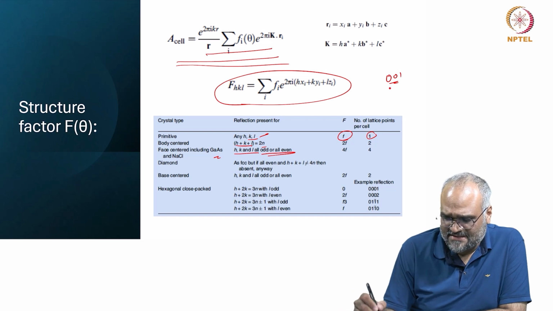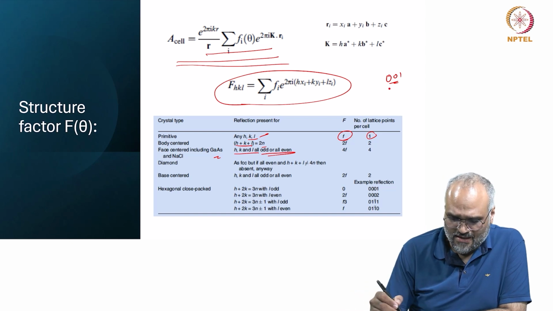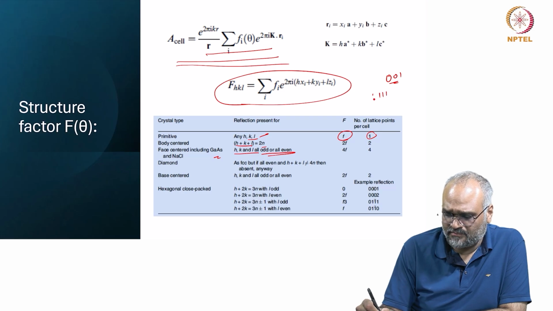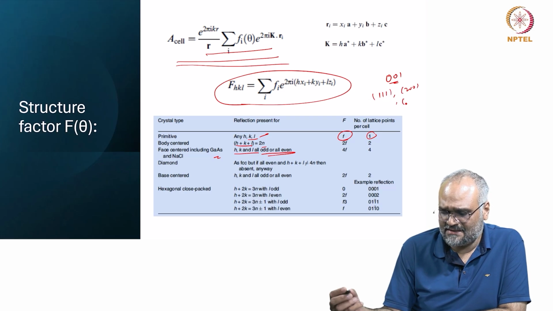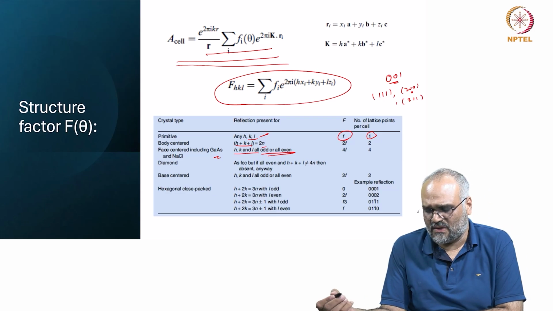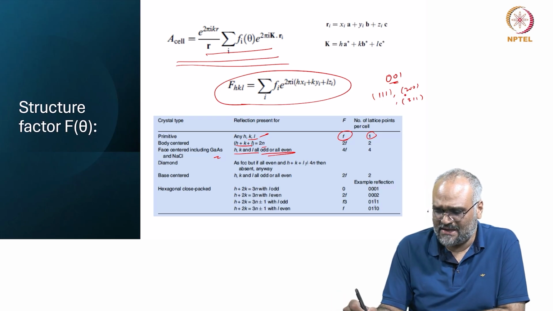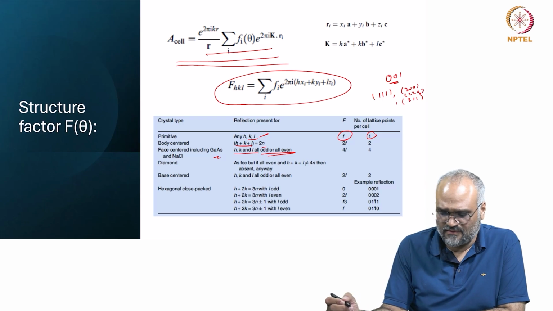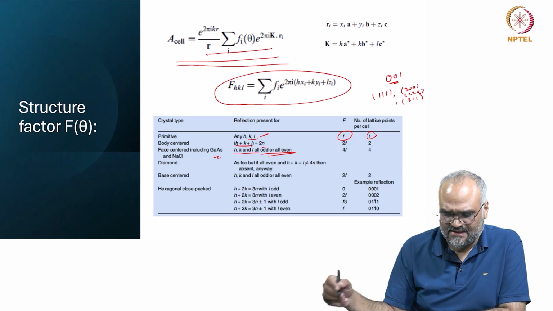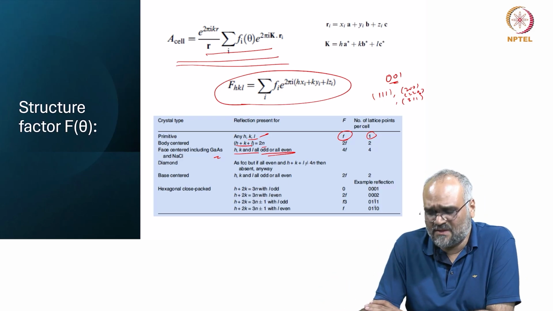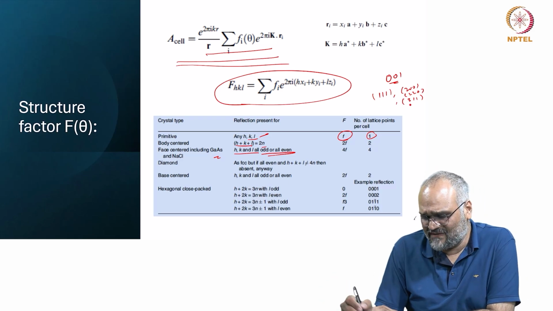This means the first set of reflections for all odd or all even for an FCC would be 111, and then I get 200, and then I get 311, and so on. So now the challenge I have here is, in between I have the 220. So depending on the increasing order of h square plus k square plus l square, the reflections will appear like this.